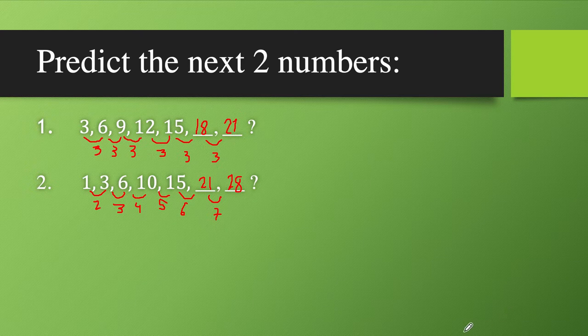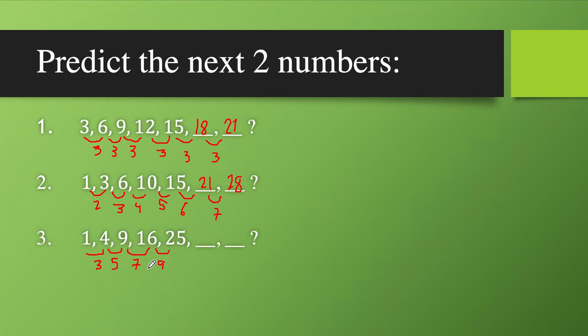For the third one, we have 1, 4, 9, 16, 25. So you may want to pause and try it on your own. Okay, let's do that. So we have 1, 4, 9, 16, 25. There are two ways to see the answer here. We can have 4 minus 1 is 3, 9 minus 4 is 5, 16 minus 9 is 7, 25 minus 16 is 9. So we can see the pattern that these are 3, 5, 7, 9.